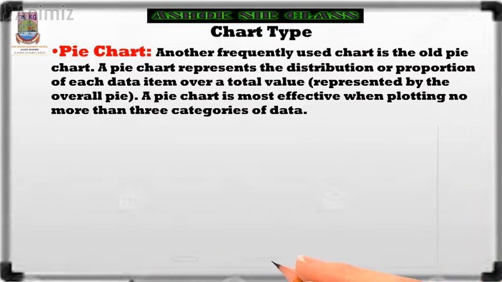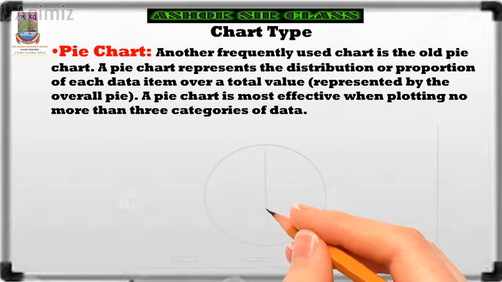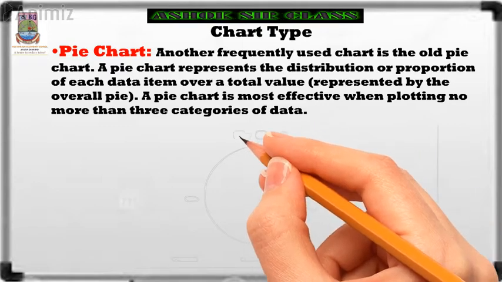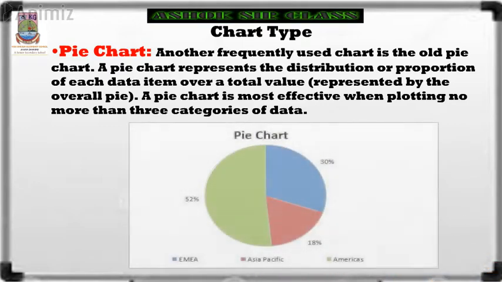Pie chart. Another frequently used chart is the old pie chart. A pie chart represents the distribution or proportion of each data item over a total value, represented by the overall pie. A pie chart is most effective when plotting no more than 3 categories of data.